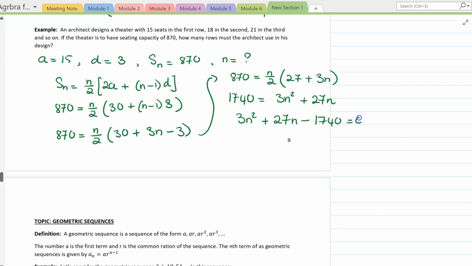Solving this equation, we get n equal to 20 and n equal to negative 29. And since the number of seats cannot be negative, this tells us that the number of rows in the theater is equal to 20 rows.